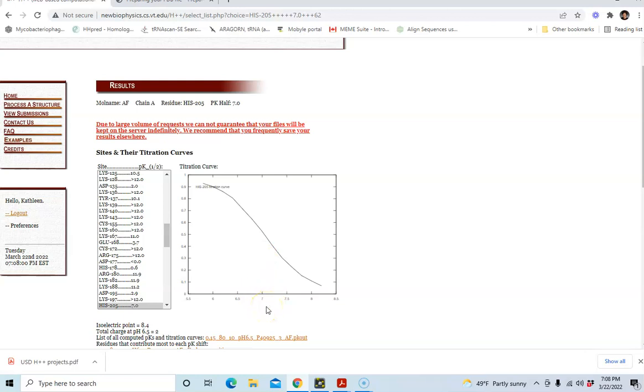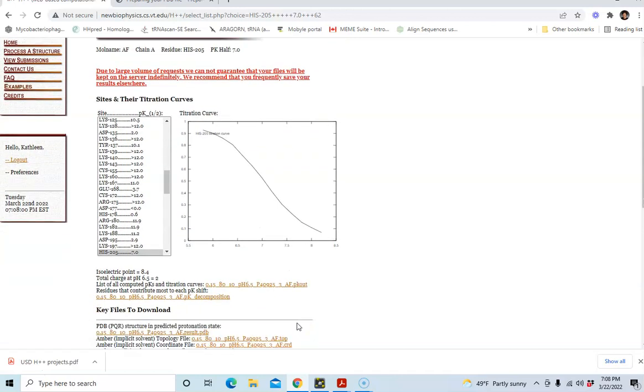So we do virtual titrations of all of these amino acid residues, and the pKa values of the side chains are determined from these titration curves. We have some other information here too. We can see that the isoelectric point of this protein is 8.4. The total charge at pH 6.5, of course, is going to be 2.